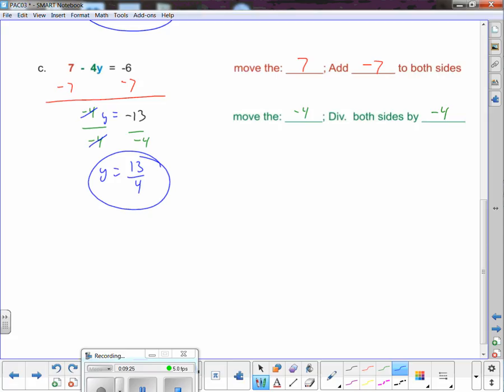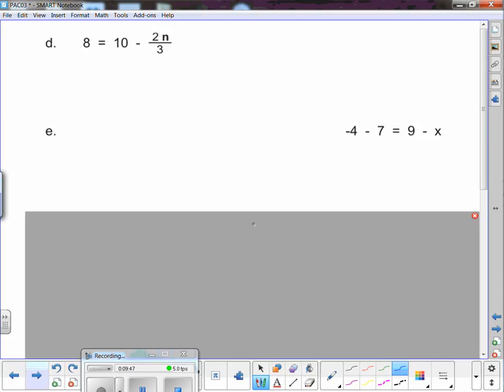Don't tell me 2 and 1/4. Mixed numbers are for elementary. We really don't do mixed numbers once you get out of elementary school. Every once in a while if it's a certain application. But other than that, we don't use mixed numbers. So 13/4. Leave it as an improper fraction. Edward, question? Okay, just making sure. All right, let's go on to the next one.